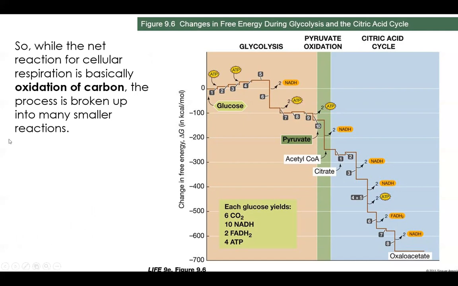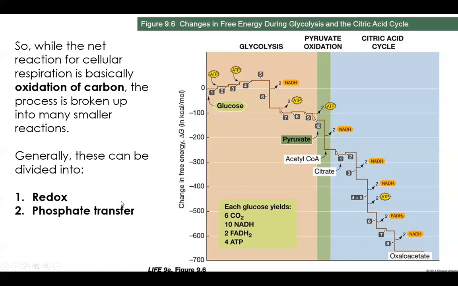Okay, so while the net reaction for cellular respiration is going to basically be a redox reaction, the oxidation of carbon, this process is broken up into many smaller reactions. And generally speaking, I like to categorize things so you can kind of divide the overall gist of these reactions into smaller redox reactions. We'll be able to learn to identify those in a minute.